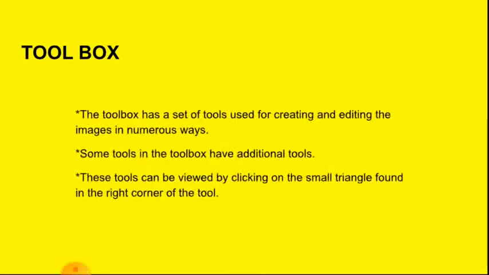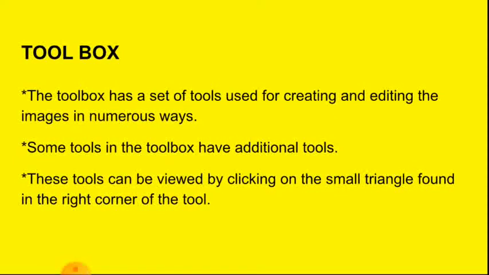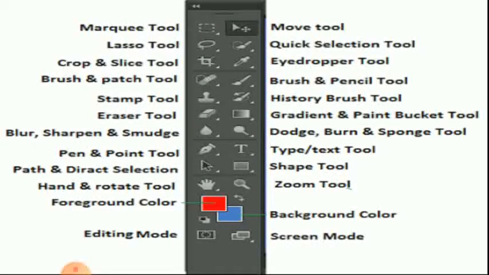Toolbox. The toolbox has a set of tools used for creating and editing images in numerous ways. Some tools in the toolbox have additional tools. These tools can be viewed by clicking on the small triangle found in the right corner of the tool. Can you see? There are several tools like marquee tool, move tool, lasso tool, quick selection tool, crop and slice tool. These are the several types of tools used in Photoshop.